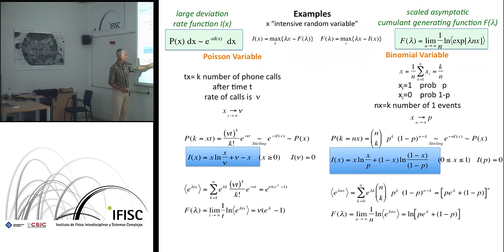You take the logarithm, this goes out, you divide by t, this goes out. You don't even have to take the limit t going to infinity here, because this is a process with independent increments. So sometimes you don't even have to take the limit. In this case, you don't. And you find this is the scaled cumulant generating function. Exercise: show that this is a Legendre transform.